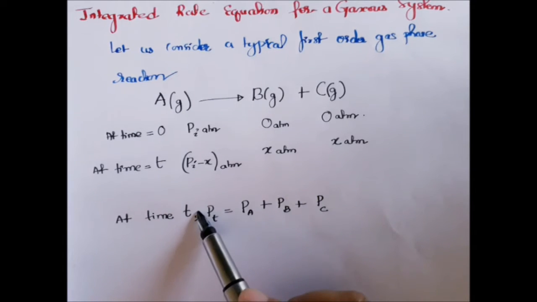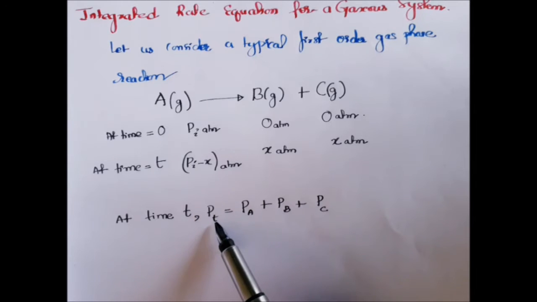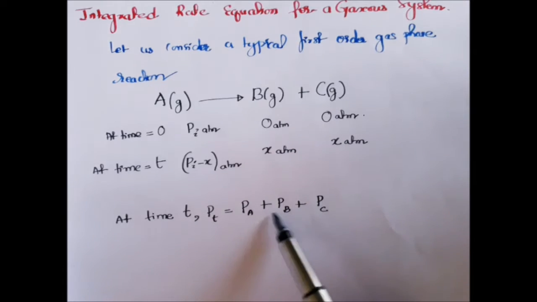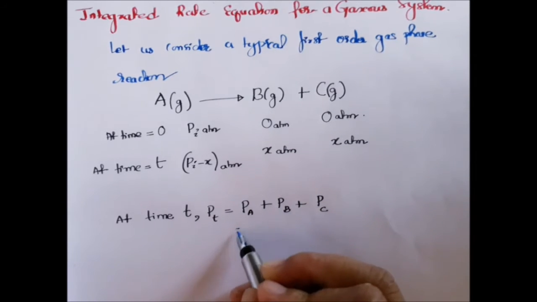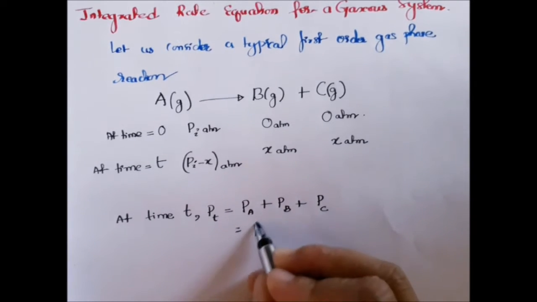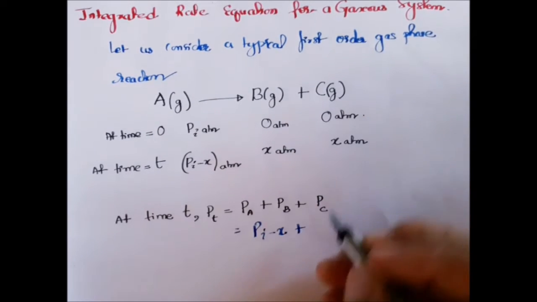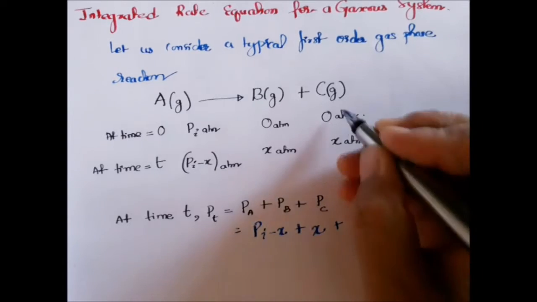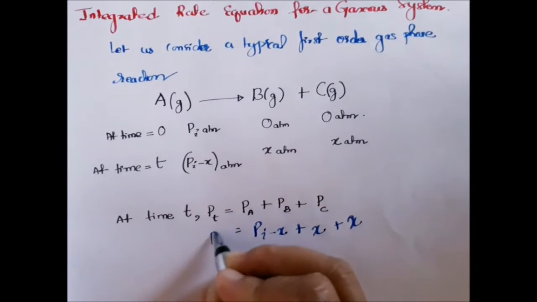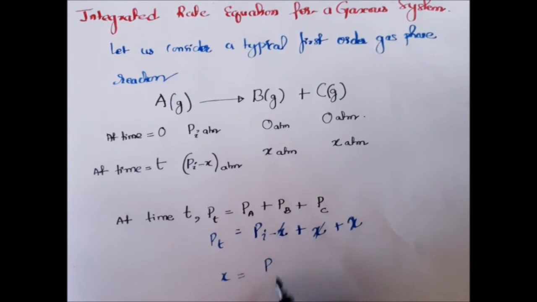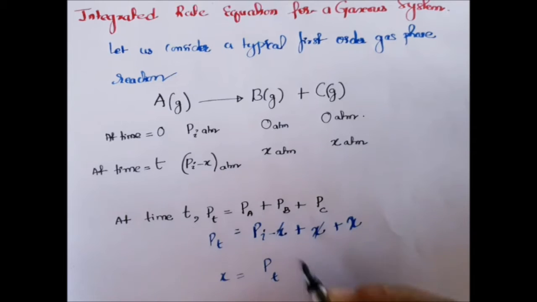Now at this time, what would be the total pressure? Pressure of A plus B plus C, isn't it? Now what is the pressure of A at time t? It is Pi minus x, and for B it is x, and for C again x. So x will become Pt minus Pi.